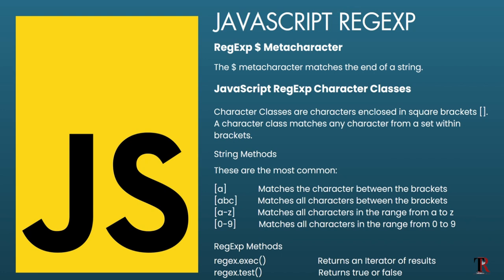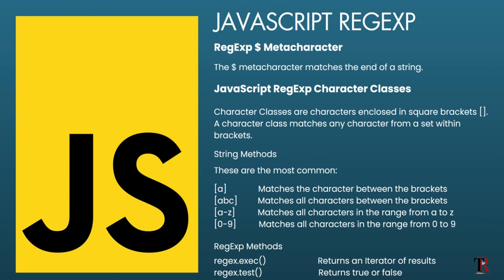You can see the difference. The first one will only match the single character between the brackets, but the second one will match all the characters, so if you have three or four, it will match them all. The third one, small a to z, matches all characters in the range from a to z. And the last one, 0 to 9, matches all characters in the range from 0 to 9. Don't forget that these are just the most common. They are by no means an exhaustive list of the character classes available for use with regex expressions in JavaScript.